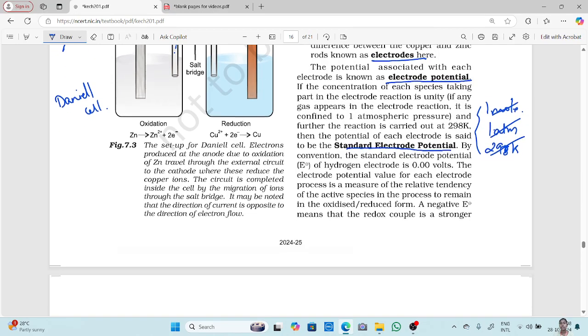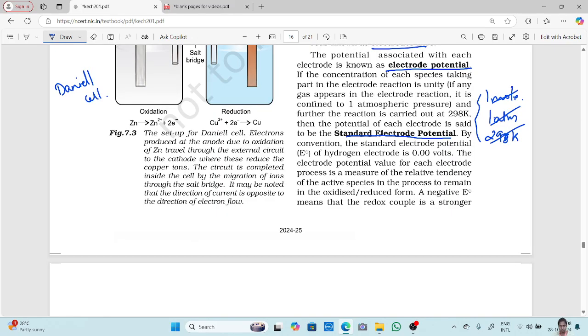By convention, the standard electrode potential, that is E naught, of the hydrogen electrode is 0 volts. So for hydrogen the standard electrode potential is 0. The electrode potential value for each electrode process is a measure of the relative tendency of the active species in the process to remain in the oxidized or reduced form. So what is the electrode potential value? It is a measure of the relative tendency of the electrode to either remain in the oxidized form or the reduced form.